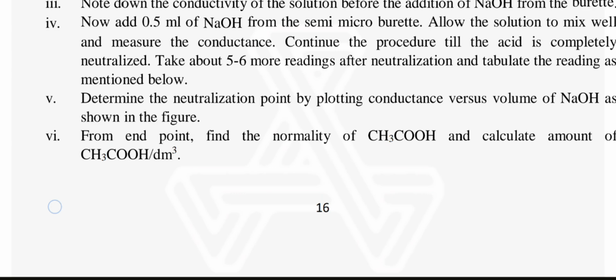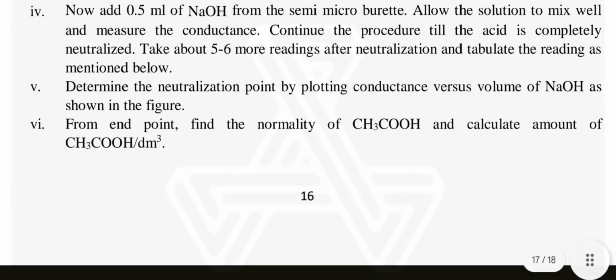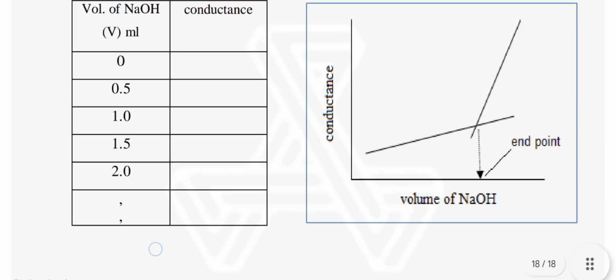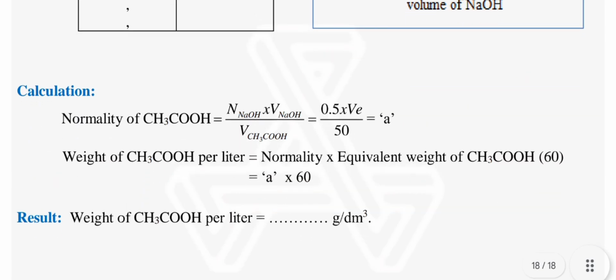Determine the neutralization point by plotting conductance versus volume of NaOH as shown in the figure. From the endpoint, find the normality of CH3COOH and calculate the amount of CH3COOH per dm cube as shown in the figure. Normality of CH3COOH is equal to normality of NaOH times volume of NaOH divided by volume of CH3COOH.